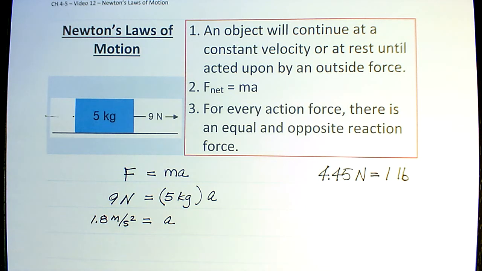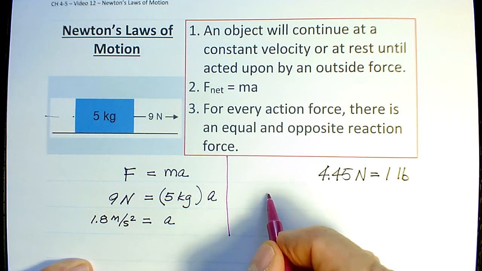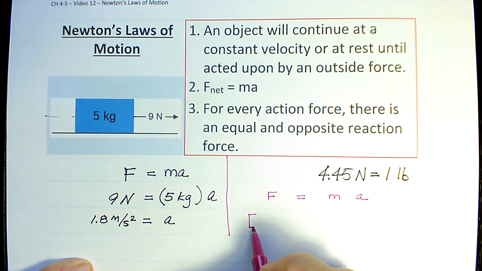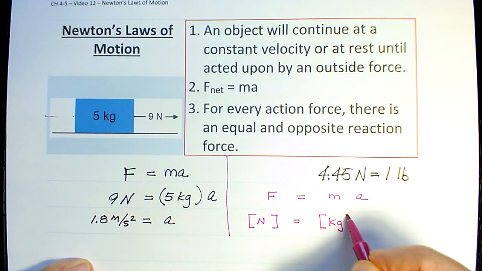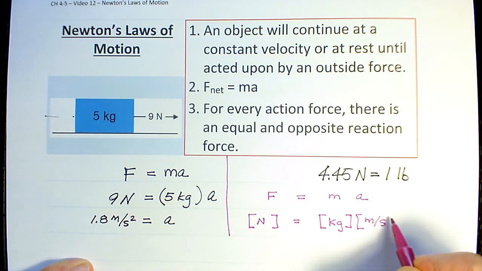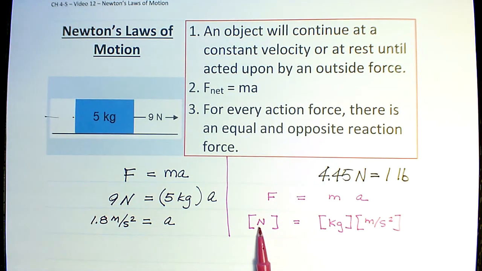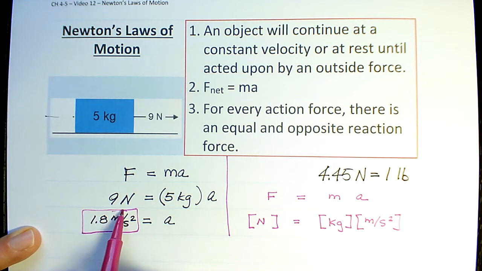So let's do the unit analysis, which I guess I should have done before actually solving the problem. F equals mass times acceleration. Force is measured in newtons, and you get a newton by multiplying kilograms times meters per second squared. So those are the SI unit for mass, the SI unit for acceleration, and the SI unit for force. This is your unit analysis. So I know that when I divide newtons by kilograms, I'm going to get my acceleration in meters per second squared, and here's my final answer.